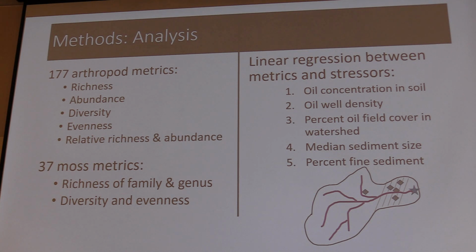For the actual stressors, I'll go ahead and explain how we determined and calculated those. So again, for the first one, we took that core sample for the oil concentration, sent it off, and we got the hydrocarbon concentration of that soil sample. For the second one, oil well density is just the number of oil pads within the area for the watershed. The third one is percent oil field cover within the watershed, and for the most part, it's just any of that oil field, the piping, the roads, any part that is deemed as the designated oil field, how much of that covered our entire watershed.